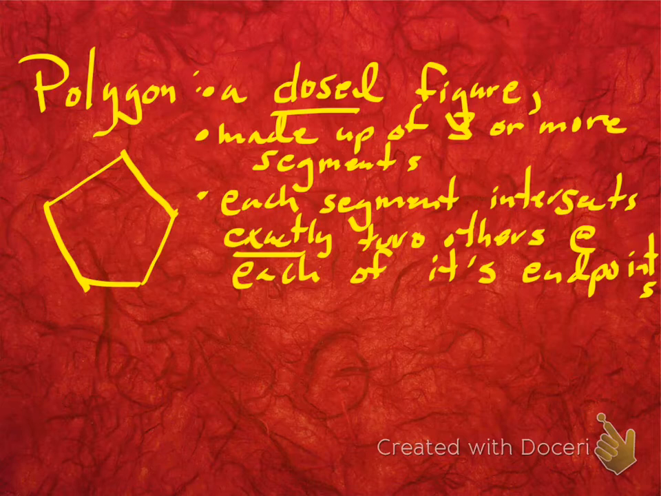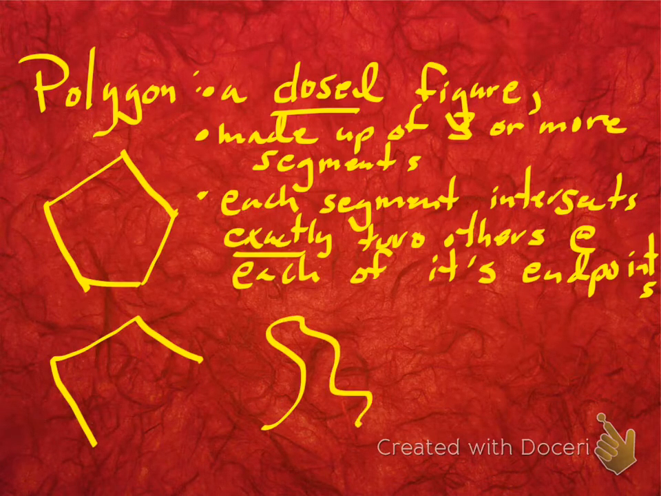So, things that aren't polygons. Okay, this would not be a polygon because it's not closed. Okay, this would not be a polygon because it's not made up of segments. Okay, so that's the first 2 criteria. It has to enclose a space, and it's got to be made up of line segments. The last one is very specific, but it's important. It says each segment intersects exactly 2 others at each of its endpoints.